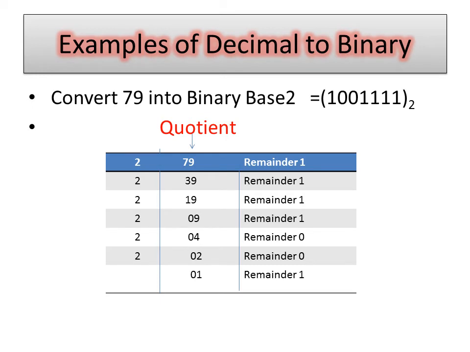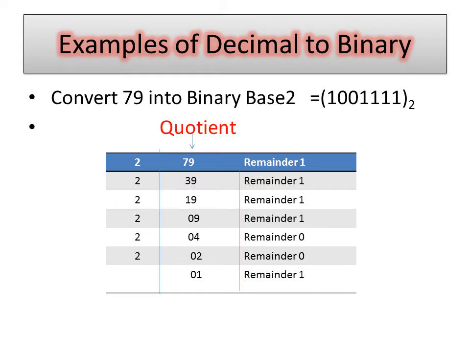Now, here I have taken a decimal number, that is 79, to convert it into binary, base 2. In presentation 1, I have already told you, children, that in the case of the decimal number system, there is no need to write the base of the number system. Whereas in all the other systems, whether it is binary, hexadecimal, or octal, we need to mention the base of the number system.